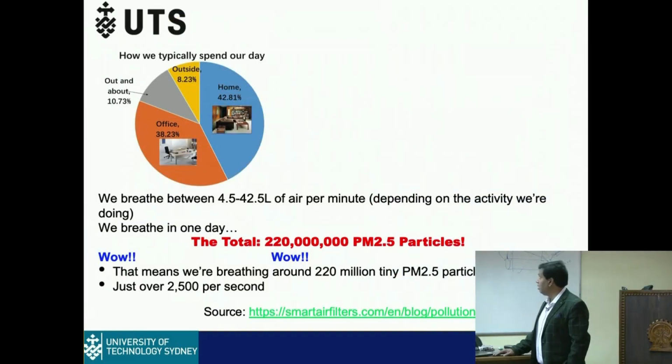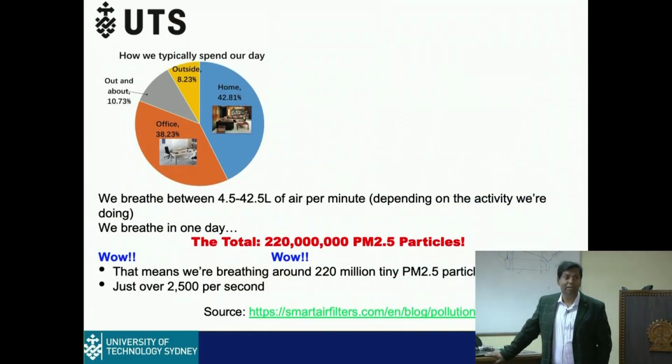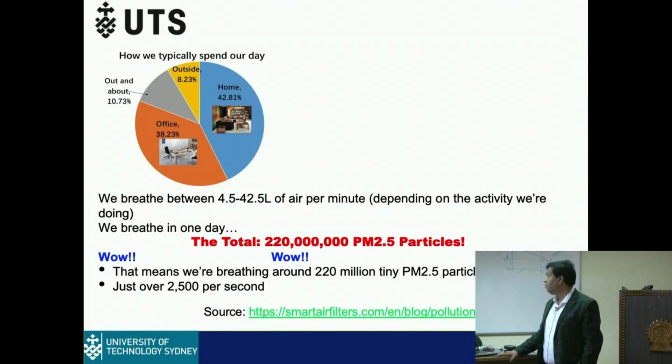Now, on a typical day, how do people who are doing jobs spend their time? Most of the time they spend at home, about 42.8% of their whole day, 24 hours. Then outside 8.23%, office 38.23%, and out and about 10.73%. So that is the average people use.